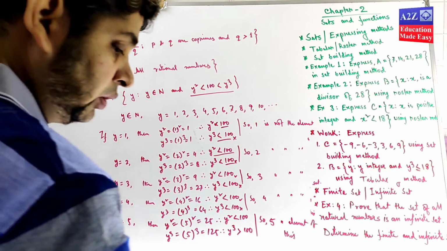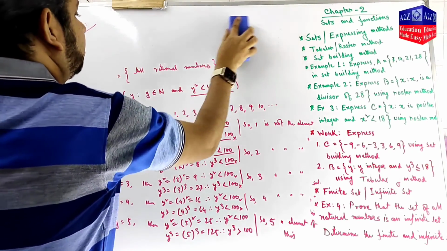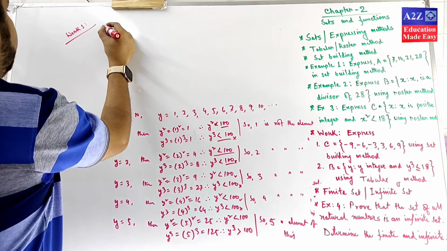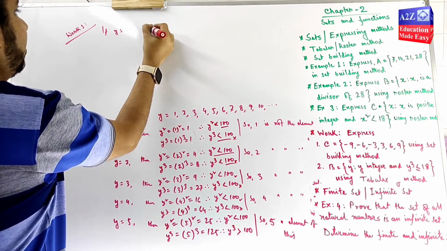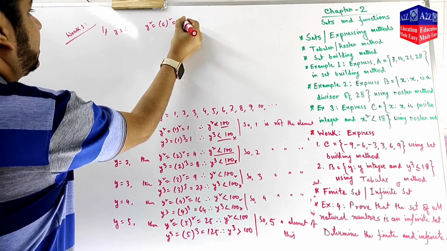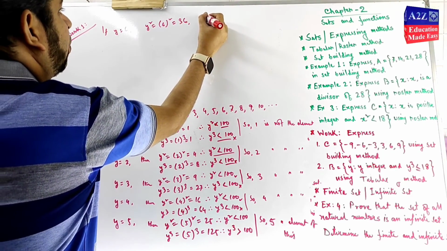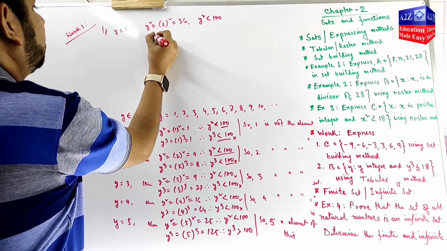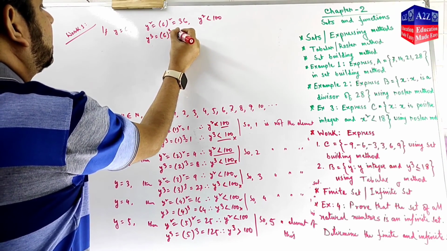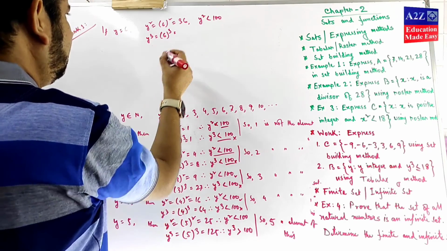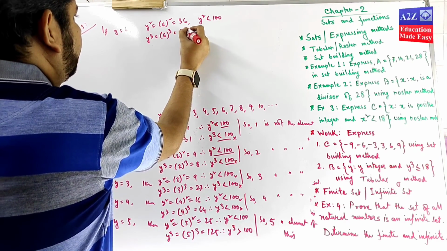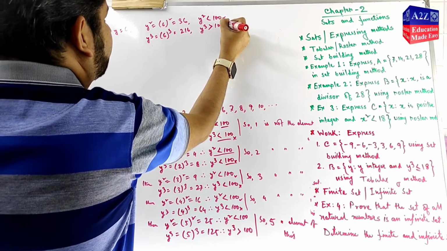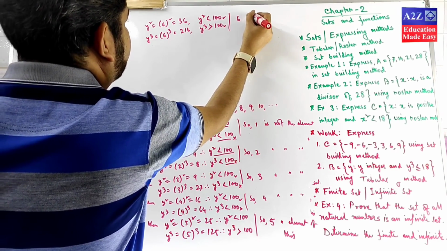Okay, I have to move to the top. So if y equals 6, then y square equals 6 square, which means 36. Therefore y square is less than 100. This condition is satisfied. Y cube equals 6 cube, which means 216, which is greater than 100. So both these conditions are satisfied. Therefore 6 is an element of the set.